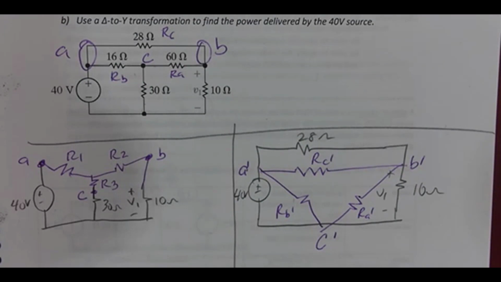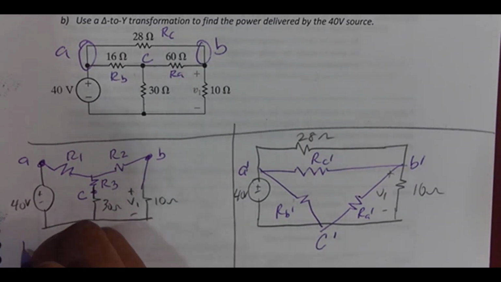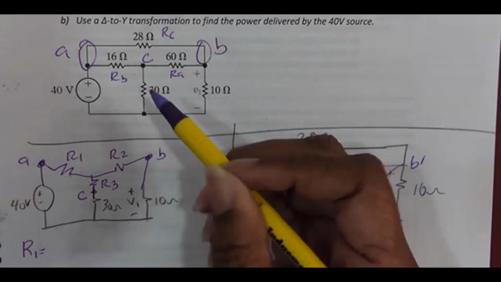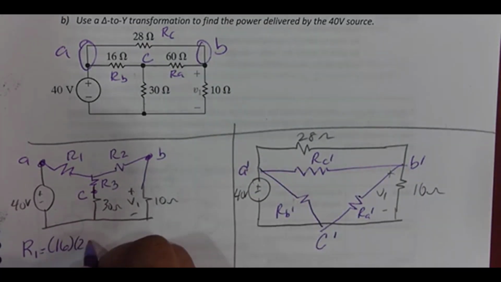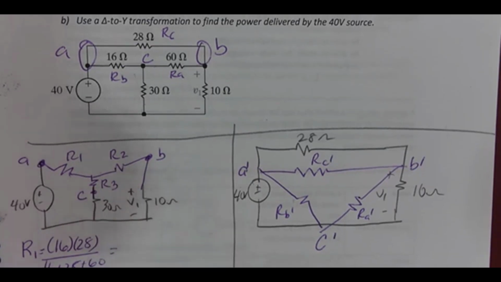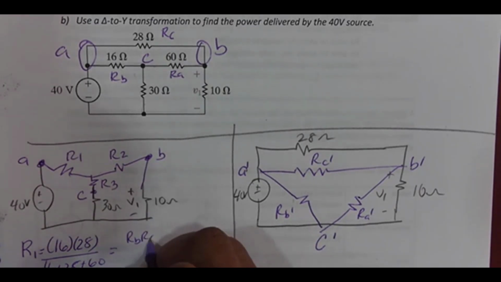So I need to find R1 first. So R1 is going to equal 16 times 28, the product of these two, divided by 16 plus 28 plus 60. R1 is 16 times 28 divided by 16 plus 28 plus 60. In other words, it's RB times RC over RA plus RB plus RC. What is R1?